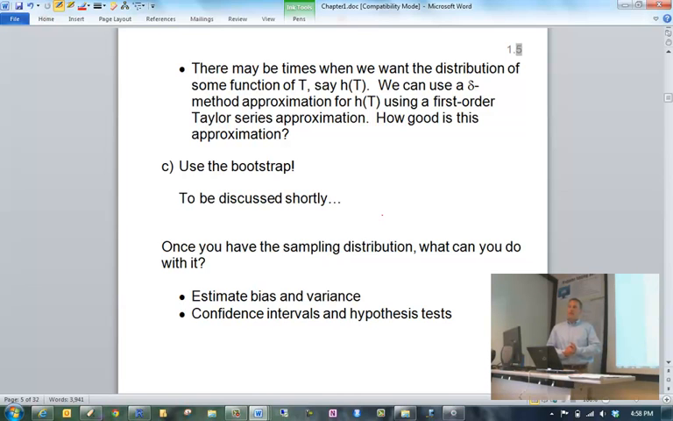The bootstrap, in actual implementation, is really based upon computing power. To actually prove that the bootstrap works, that's where there's some high-level mathematics that comes in.